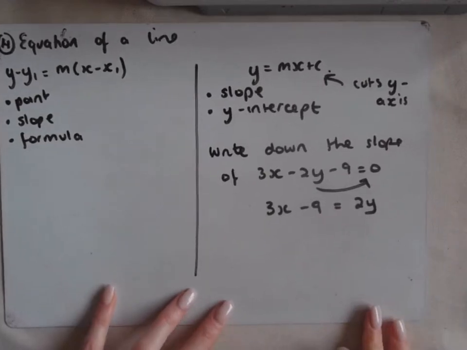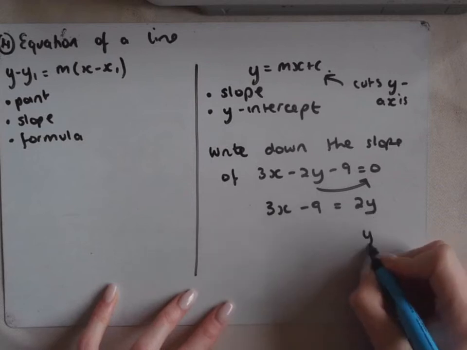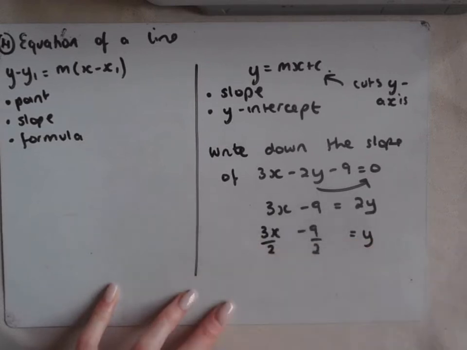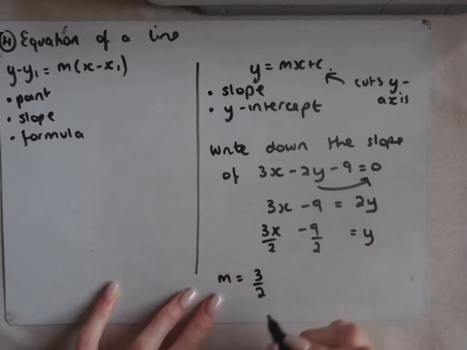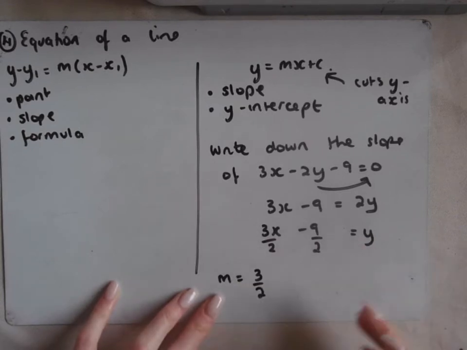You don't want 2y, you want y on its own. So you need to divide everything by 2. That's going to be 3x over 2 minus 9 over 2. Now you can see that the slope here is the number with the x, so that's 3 over 2. And if they asked for the y-intercept, that would be minus 9 over 2.